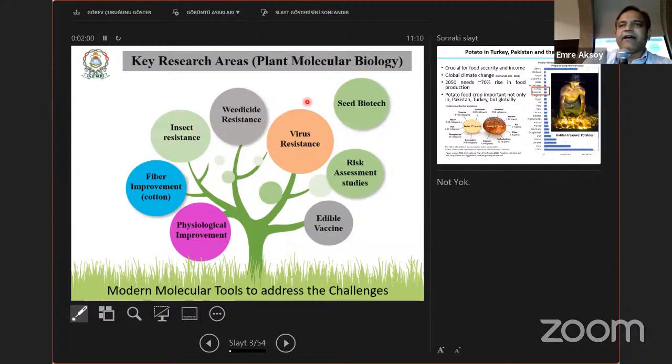Besides that, projects on virus resistance are going on. One group is working on improvement of seeds in different crops, and one group produces different events as a result of transgenics. One group is working on risk assessment studies of all those transgenic crops, and the next speaker, the director, is in charge of that group. One group is working on edible vaccines for poultry.